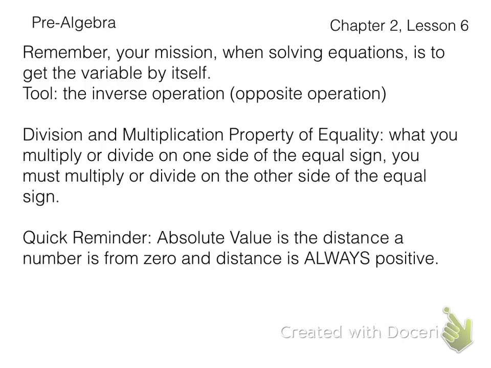Okay, so remember, your mission when solving equations is to get the variable by itself. We want nothing attached to the variable. No negative signs, no positive signs. Well, positive signs are fine. But no negative signs, no letters, no fractions, no decimals, nothing. The variable has to be standing alone, all right? And your tool to do this is the inverse operation, also known as the opposite operation, okay?